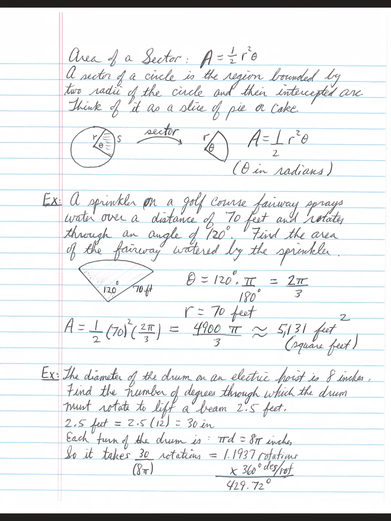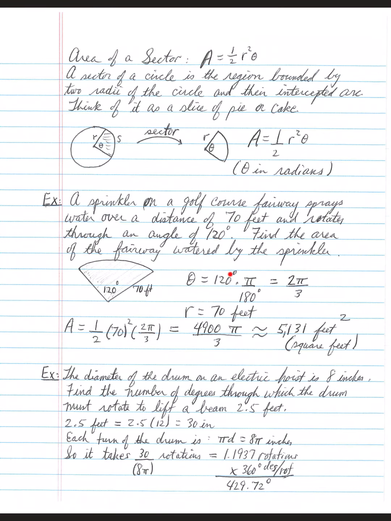A sprinkler on a golf course fairway sprays water over a distance of 70 feet and rotates through an angle of 120 degrees. Find the area of the fairway watered by the sprinkler. So I tried to draw a little diagram to illustrate what's going on here. So we have a 70-foot stream back and forth over a 120 degree central angle.